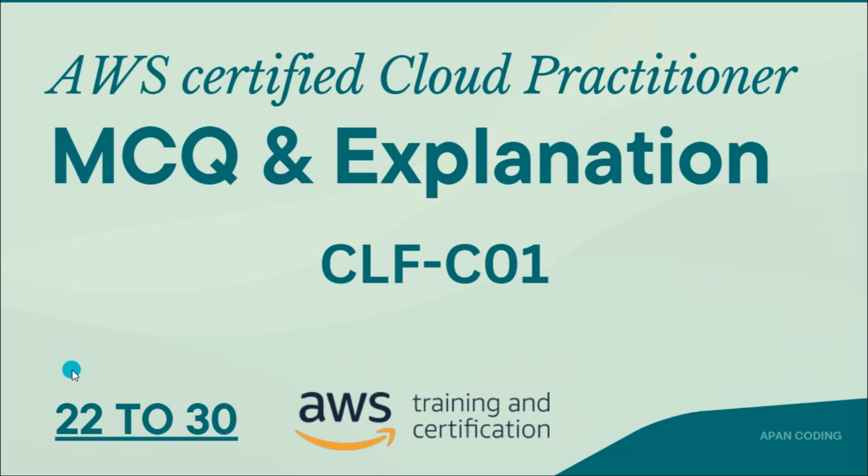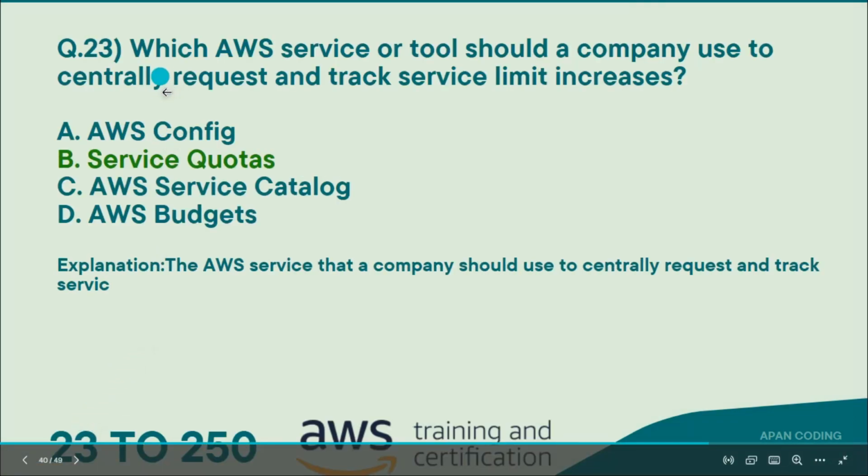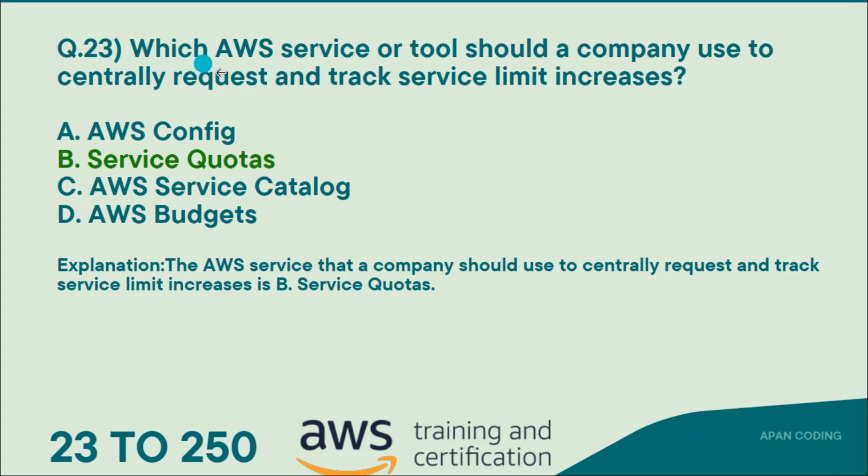We will see the explanation also. So friends, question 23 is asking which AWS service or tool a company should use to centrally request and track service limit increases. Which service, friends? The service is Service Quotas. The explanation is here: the AWS service that a company should use to centrally request and track service limit increases is option B. Now move on to the next.